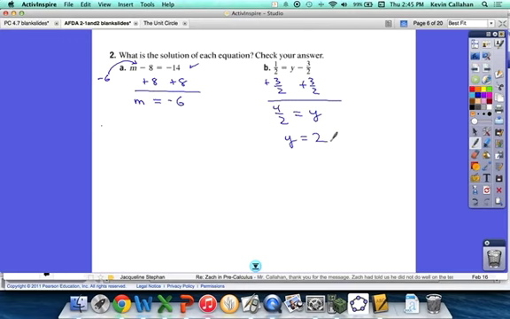Again, you can check it. If you checked it, you would put the 2 in for the y. That would be 2 minus 3/2. And you need a common denominator now. Since that has a denominator of 1 and that has a denominator of 2, you would multiply by 2 over 2. You would get 4/2 minus 3/2, which is 1/2. Check.